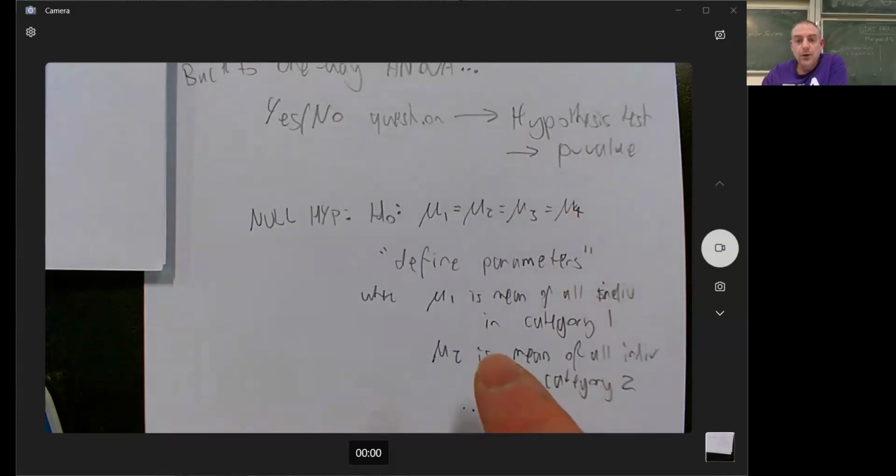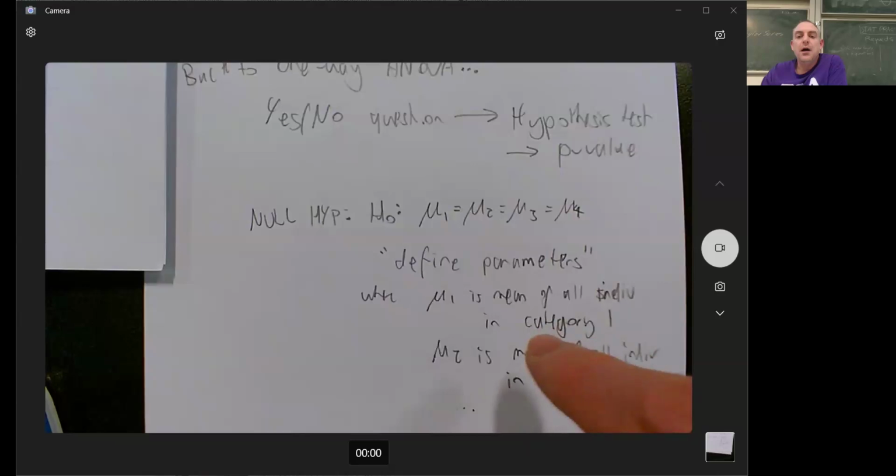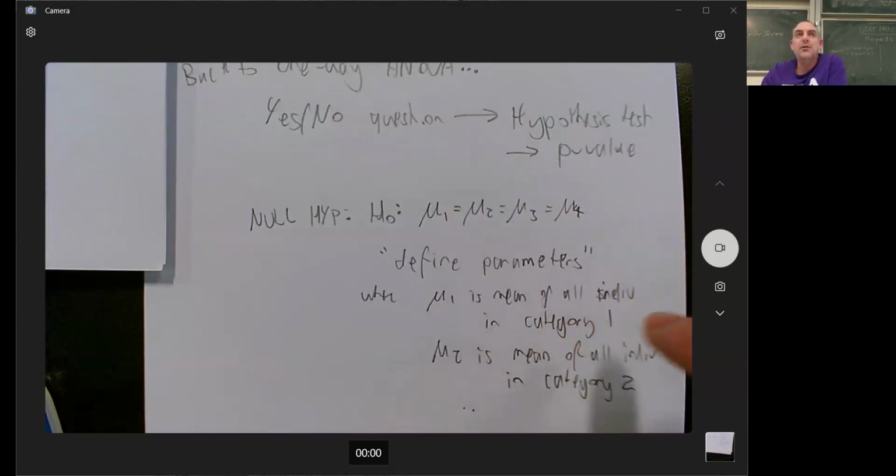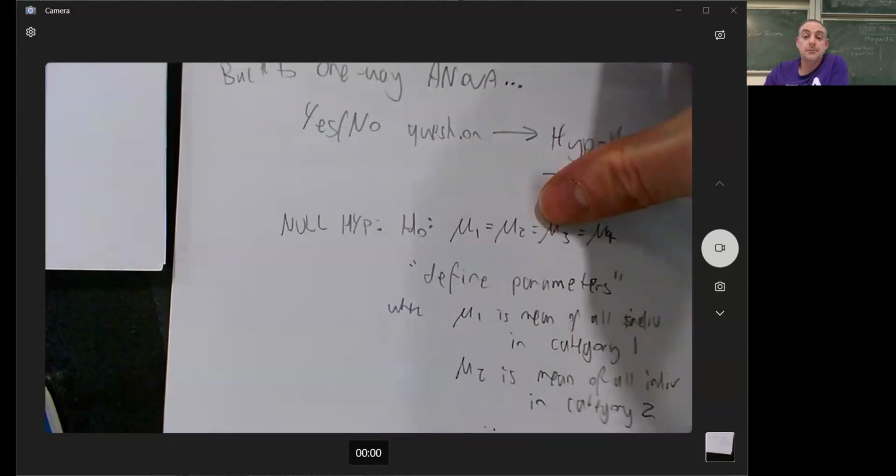But normally it wouldn't be called category 1. It would be called the mean of all individuals who had oats, and the mean of all the individuals who had wheat or whatever. Like, you would have to actually put it in context. But anytime you mention a letter, unless it's like a T or Z, you have to tell the reader what it stands for. So that's your null hypothesis.